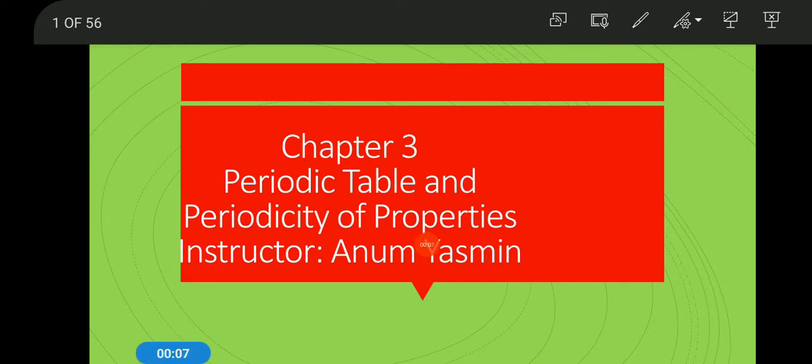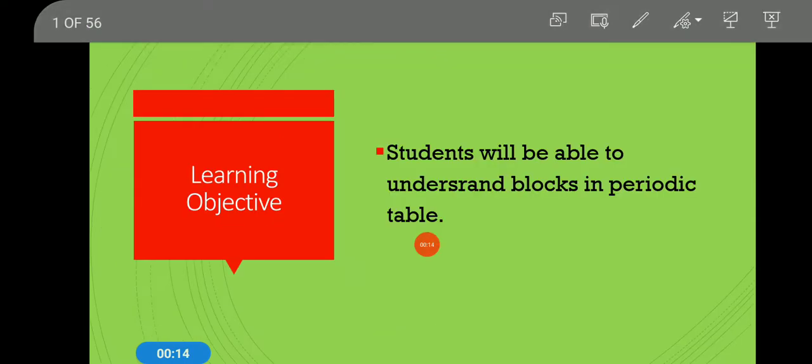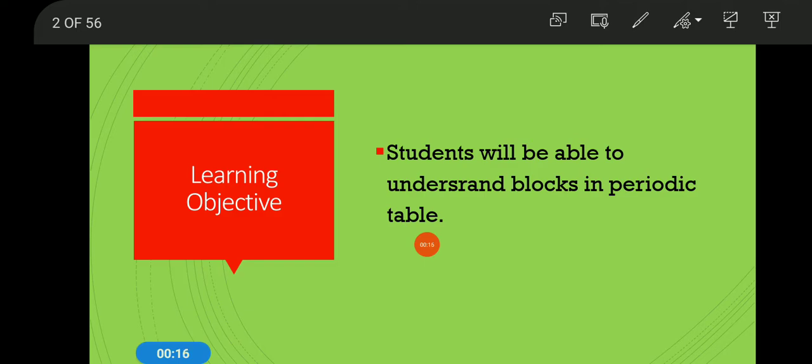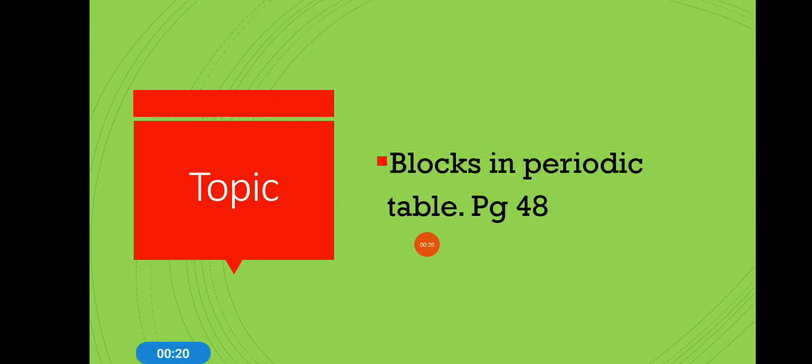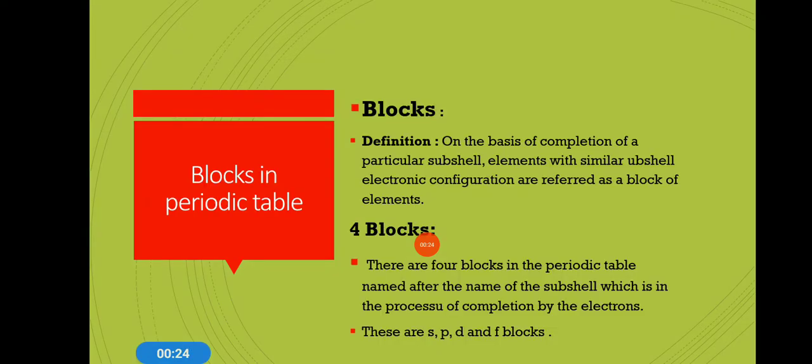Students, this is your chemistry lesson and we are discussing chapter number 3, periodic table and periodicity of properties. From today's lesson you will be able to understand the blocks in the periodic table, which is our today's topic. It is given on page number 48 in your textbook.